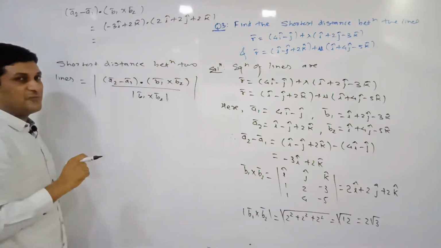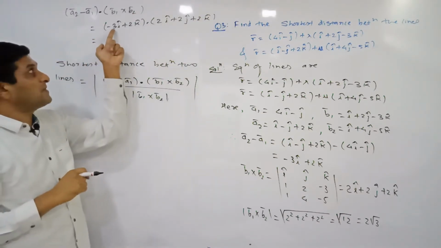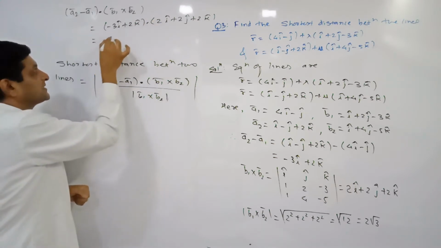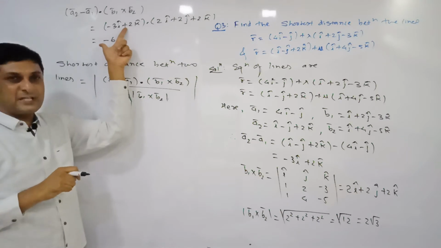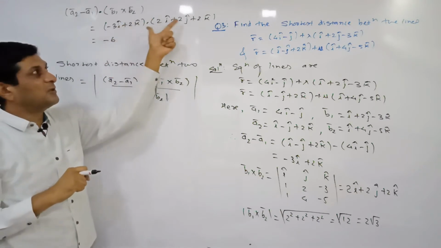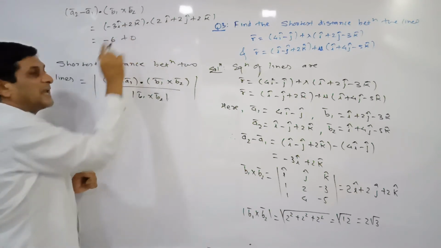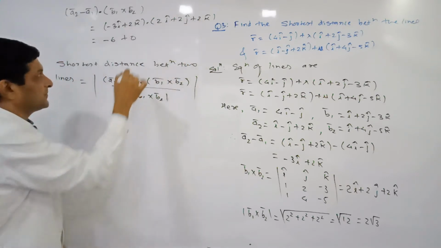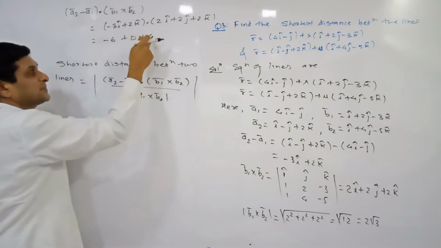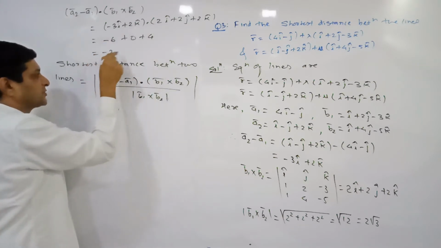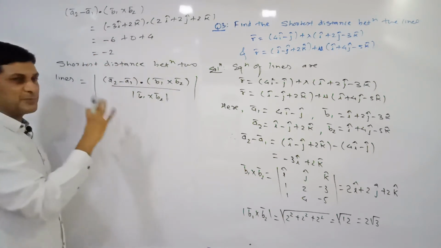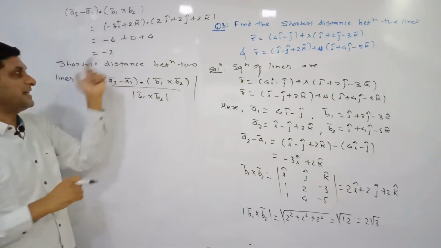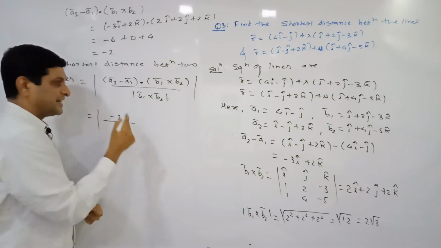Now take the dot product. First we take the product of the coefficients of i cap, that is minus 3 into 2, which is minus 6. The term of j cap is absent, meaning its coefficient is 0, so 0 into 2 will be equal to 0. Lastly, take the product of the coefficients of k cap, that is 2 2s are 4. So minus 6 plus 4 will be equal to minus 2. Now the remaining part is just to substitute the values. The value of this dot product is minus 2, so the value of the numerator is minus 2.